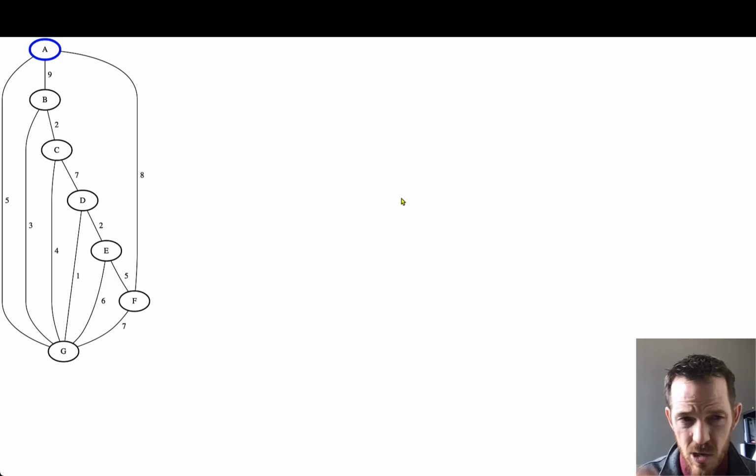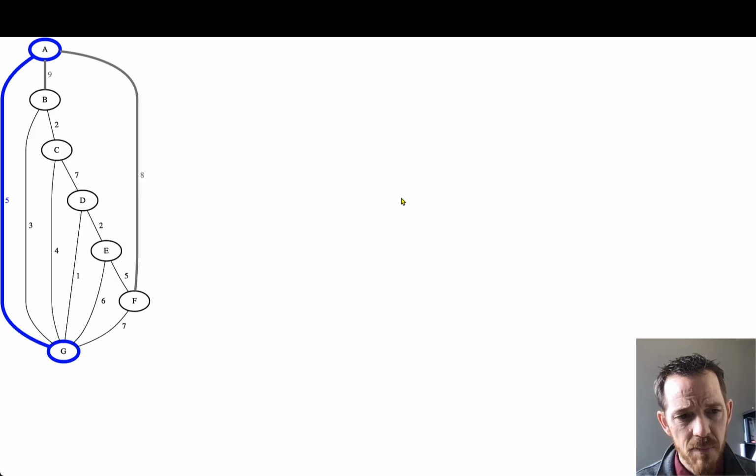Well, our minimum spanning tree is just A right now. So we would include the edges A to B, A to F, and A to G, and would take note of their weights. And so we notice that the edge from A to G is the minimum, and so we would include that in the minimum spanning tree. Here, the minimum spanning tree is shown in blue.